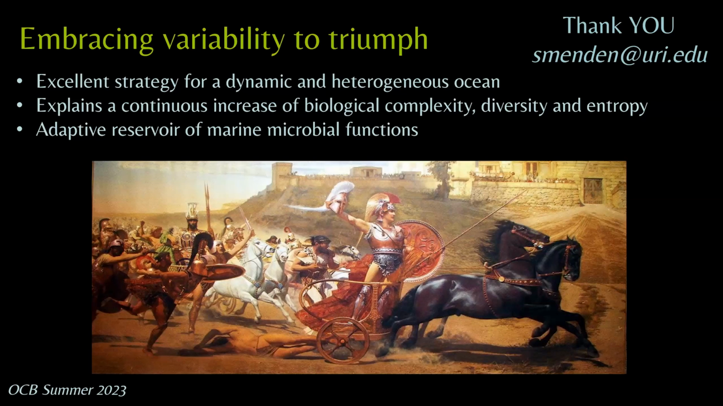And last slide, I encourage us as a community to really embrace this variability. The image shows Achilles, and we often think about variability in our data as an Achilles heel, but really variability in traits is an excellent strategy for a dynamic and heterogeneous and often unpredictable ocean. And this feature or this trait explains a continuous increase in biological complexity. And lastly, encouragingly, it suggests there's an adaptive reservoir for marine microbial functions that will be important in resilience, as we've heard earlier today. Thank you.